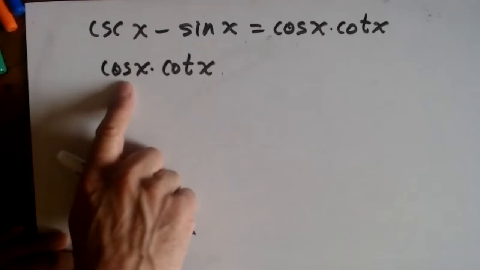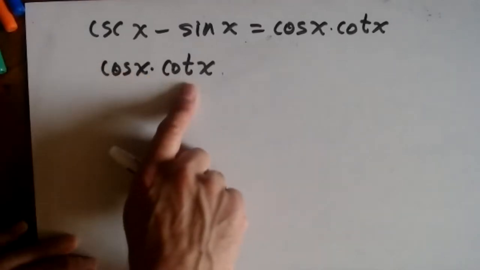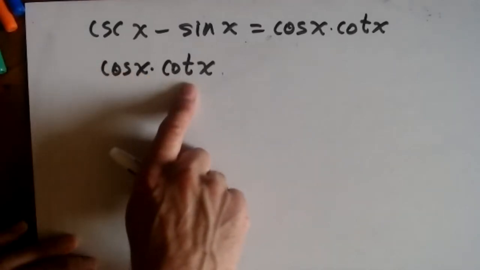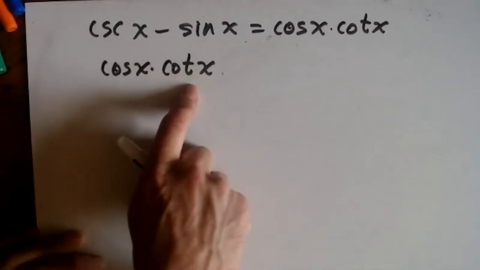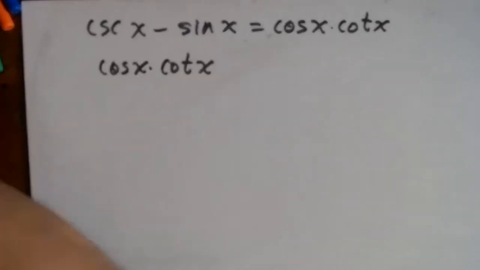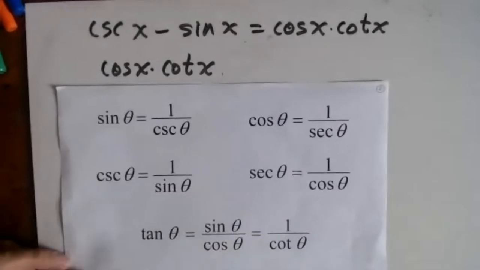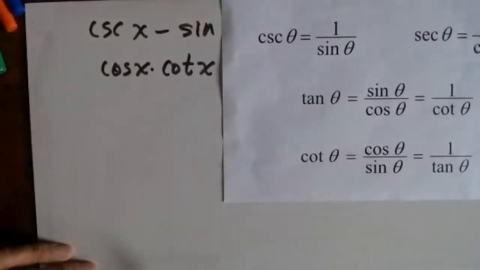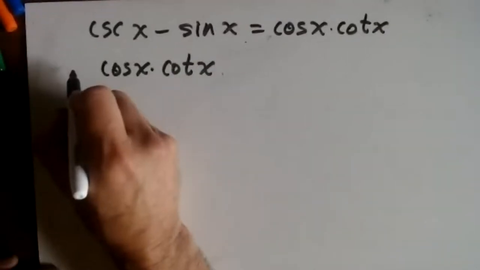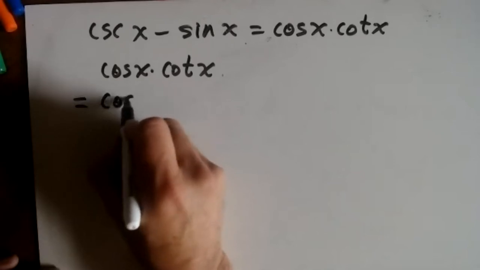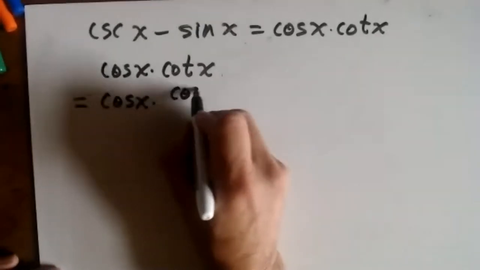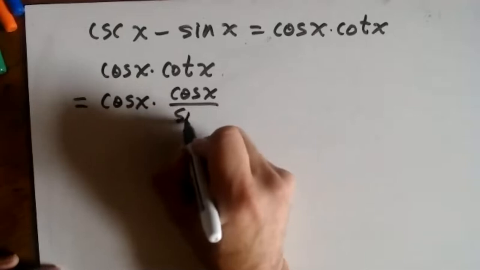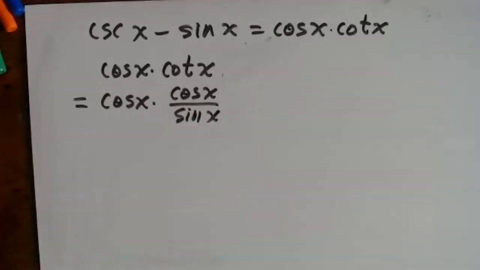The reasoning is the same as if you began with the other one. Cosine is a block, a primary block. But what is cotangent? Cotangent right here is cosine over sine, right? Okay, I'm going to use cosine over sine. So this equals cosine x times cosine x over sine x, correct?